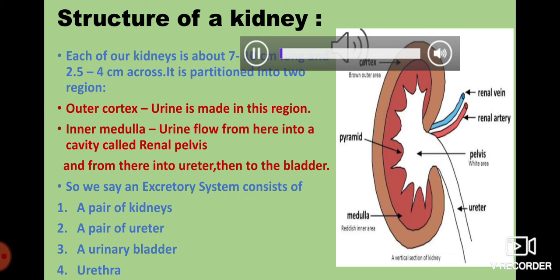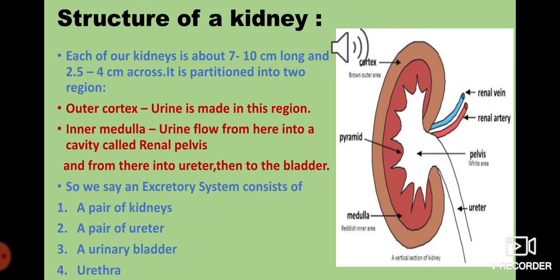Let's talk about the structure of the kidney. As you can see in the book and also here, there is a pair of kidneys, and each kidney is about 7 to 10 centimeters long and 2.5 to 4 centimeters wide. If you see the kidney in the figure, it is divided into two regions. The outer region is known as the cortex and the inner region is the medulla.